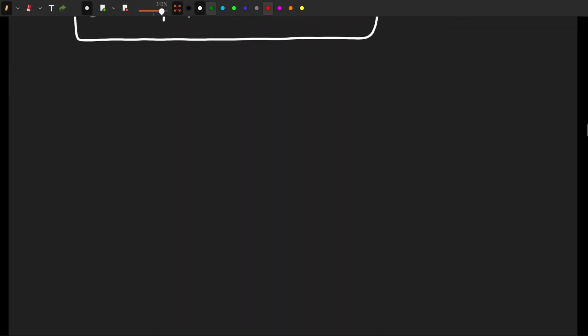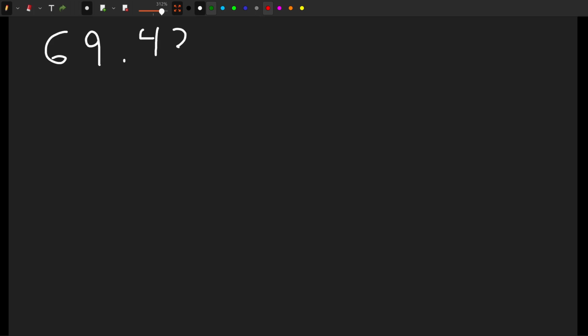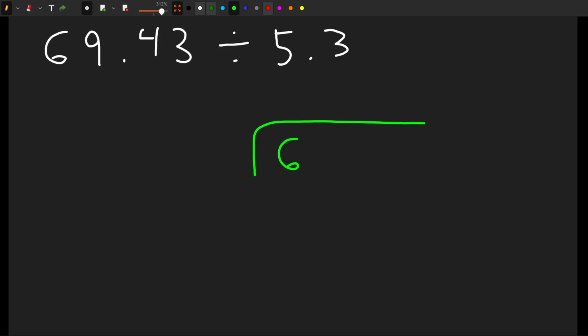We have 2 more division problems to do, and then we will get to conversions. So the first division problem we'll do is 69.43 divided by 5.3. And so in this example, 69.43 is going to go inside the house. 5.3 is going to go outside the house. And now, because I have a decimal in my number outside the house, I have to make it a whole number, which means I have to move this decimal over 1 spot, which means I have to move my inside decimal over 1 spot.